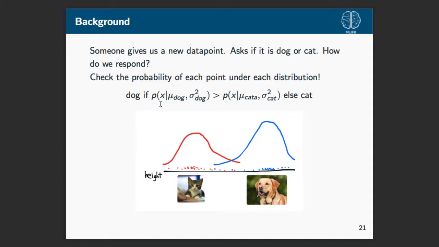So we see the probability of height being 7 given the mean and the standard deviation of the cat versus the mean and standard deviation of the dog. For example, if I'm all the way here, then the probability that I'm under the dog curve is much higher than the probability I'm under the cat curve, because the cat curve goes to 0 all the way here. Does that make sense? Anyone have any questions on that? Okay, cool.